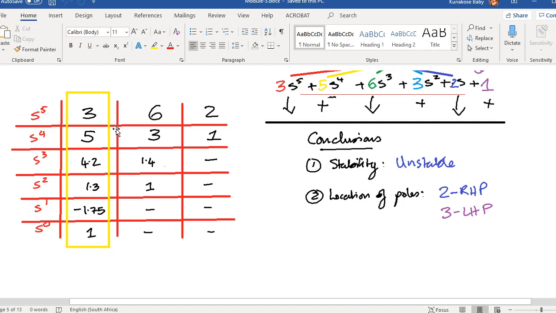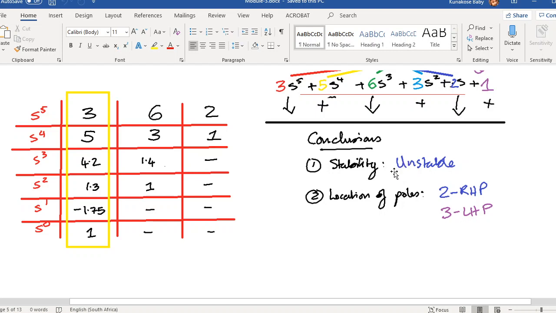Now upon analysis of the first column, once you're done, you will see that there are two sign changes in this system. The first one is when you go from s squared to s raised to 1, and the second one from s raised to 1 to s raised to 0. This means that this system has got 5 roots in total, and in these 5 roots you will see that there are 2 which are going to be on the right hand side because of the sign changes that you have. So this system is unstable because the sign changes indicate that there are poles lying on the right half plane.